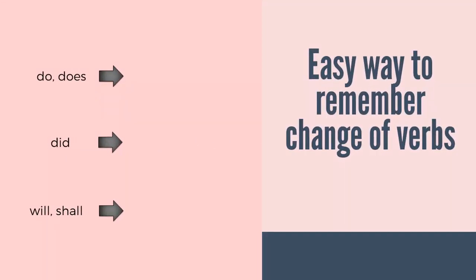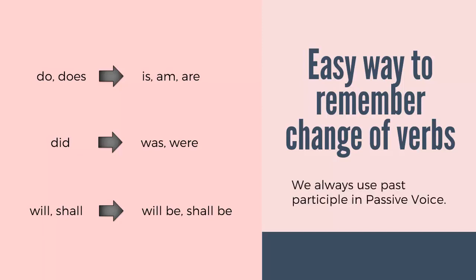Different tenses take different be forms while changing the voice. Here is an easy way to remember them. Whenever you see do or does, you change them into is, am, are, depending on the new subject. Did is replaced by was or were. Will or shall converts into will be or shall be. And remember, we use the third form of the verb in passive voice.